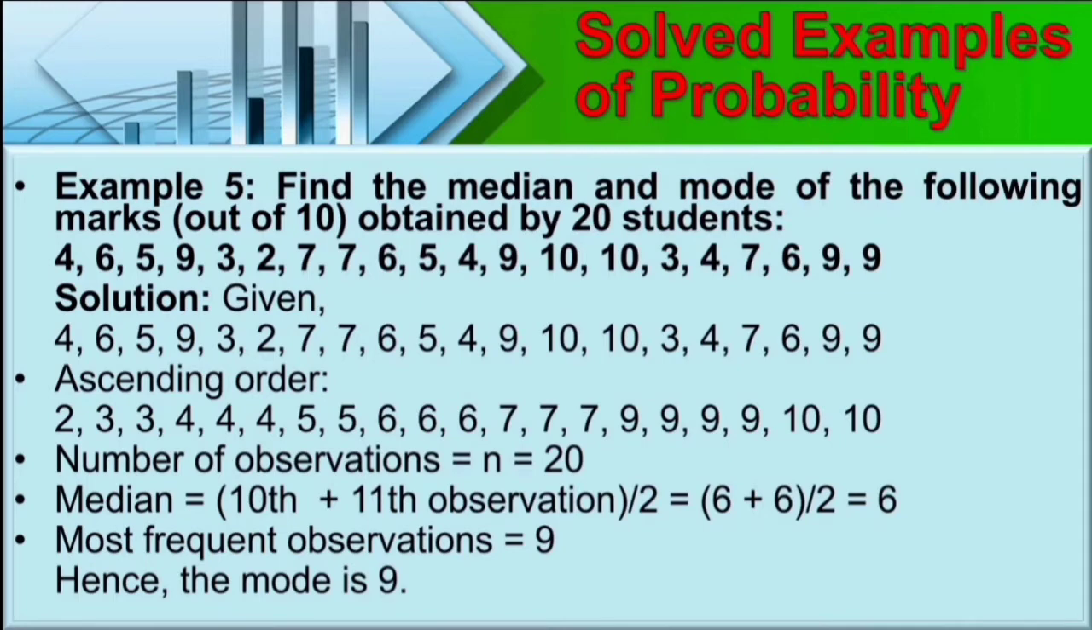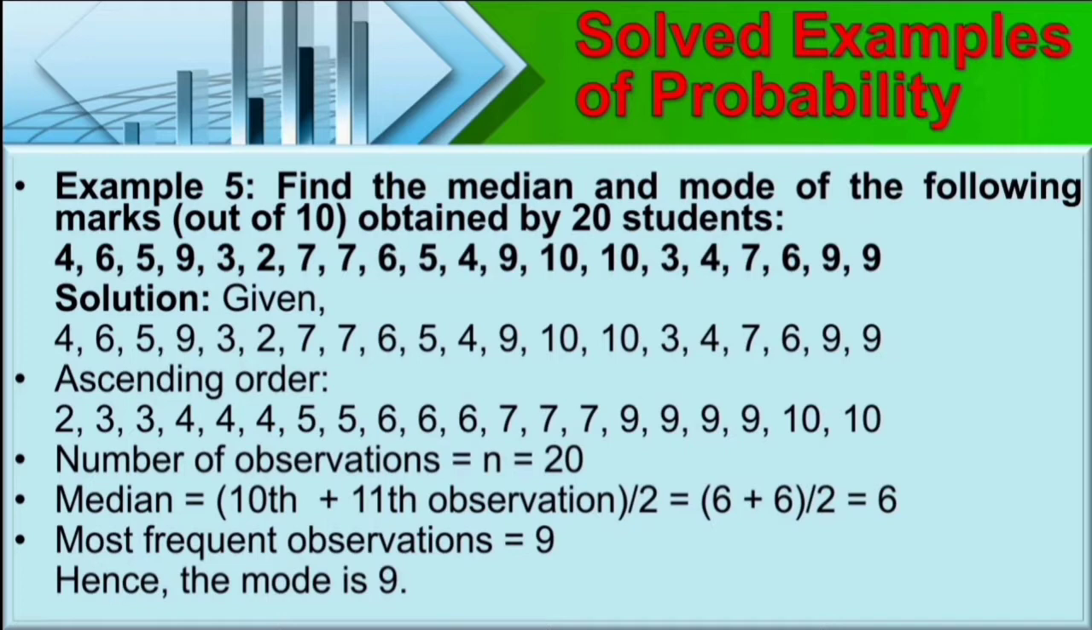Solved examples of probability. Example number 5. Find the median and mode of the following marks out of 10 obtained by 20 students. Marks are 4, 6, 5, 9, 3, 2, 7, 7, 6, 5, 4, 9, 10, 10, 3, 4, 7, 6, 9 and 9 respectively. Solution.